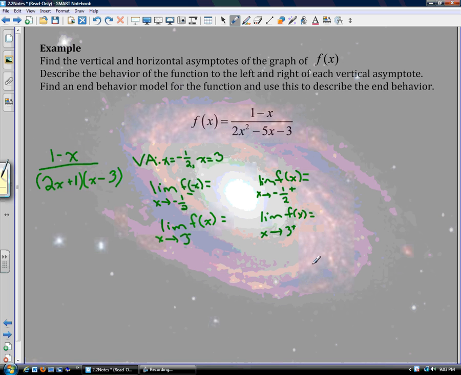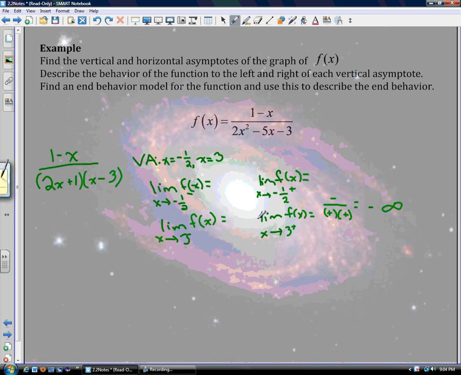Okay, so let's think about at 3, right? If I plug in 3.1, okay, what would happen? I would get 1 minus 3.1, which is a negative, divided by, I'll plug it into this instead of plugging into this, okay? So I just need to look at each of the terms in order to tell whether they are positive or negative. So if I plug 3.1 into this, well, obviously it's going to be positive. If I plug 3.1 into this, it's going to be positive as well. So I have a negative divided by a positive times a positive. Negative over positive is a negative, so therefore this is going to negative infinity.